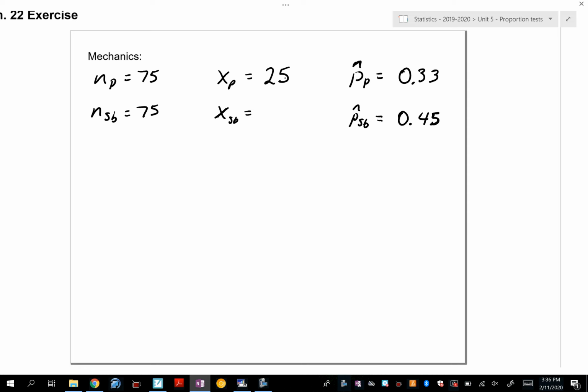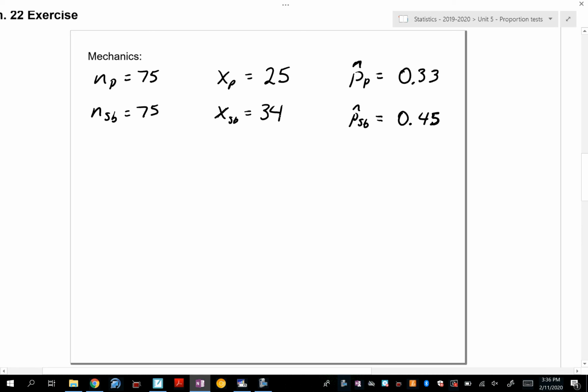Well, wait. Remember, this is for Purdue, times 0.45. Make sure you multiply. That would be the failures for Purdue, 34. So did you round? Yes, student. We multiplied 75 times 0.33, because that's the number of packages times the success rate to get successes. And we rounded, all right?